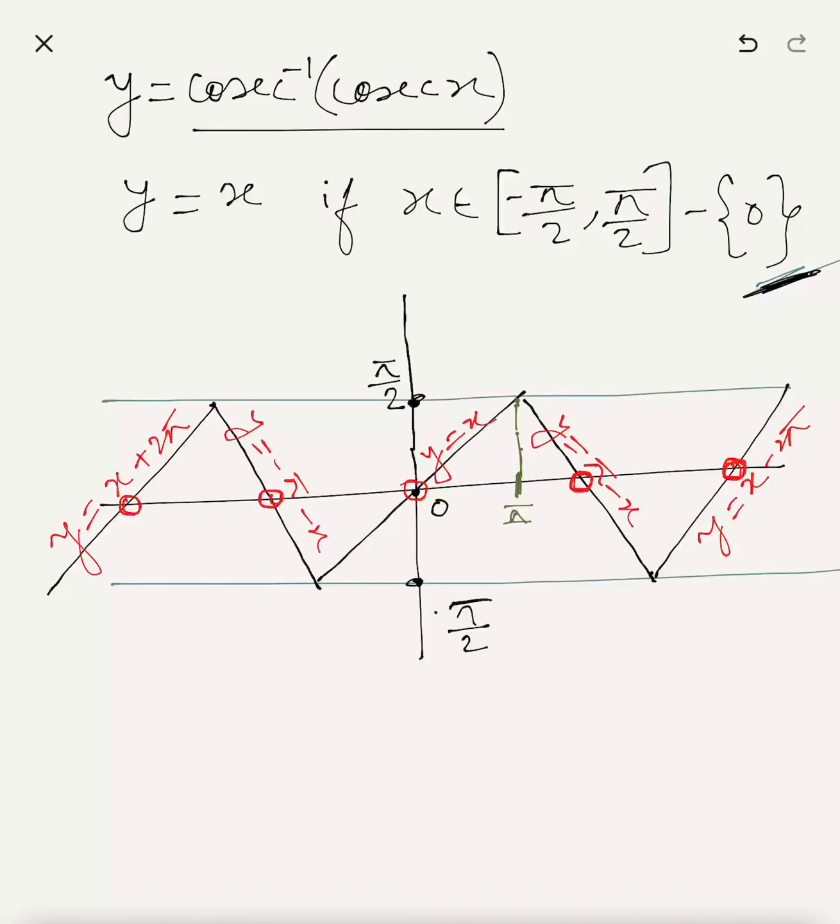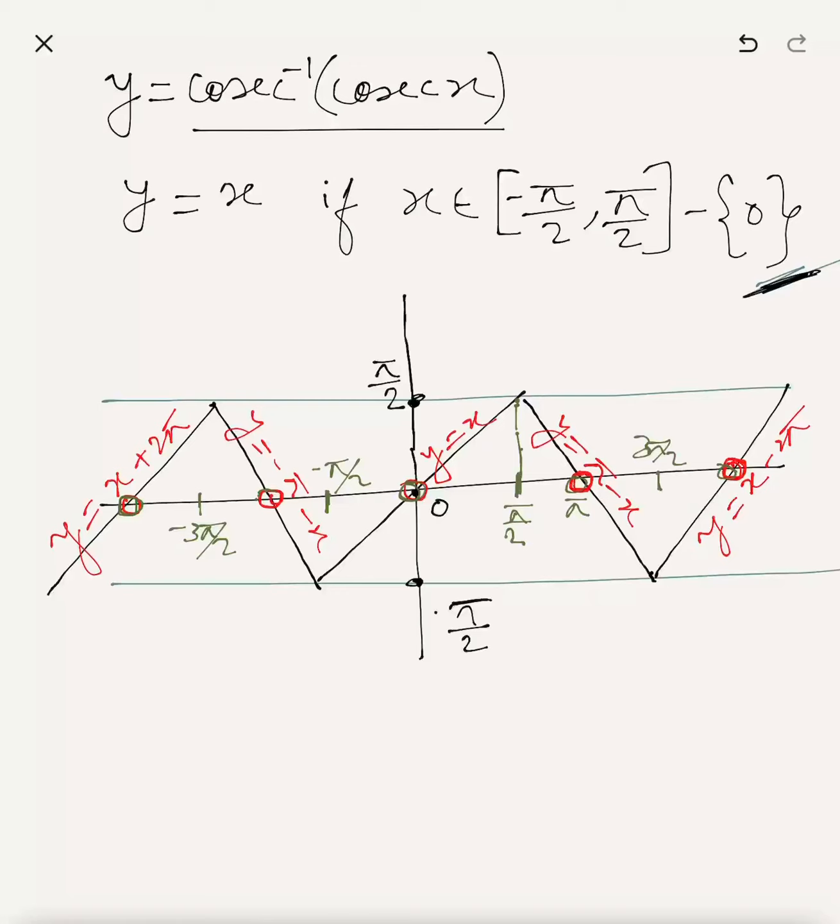It is exactly similar to sine inverse of sin x. The only difference is you are excluding the value 0, by making a hollow circle. Here pi by 2, here you will have pi. Here you will have minus pi by 2, here you will have minus 3 pi by 2, here you will have 3 pi by 2, isn't it?